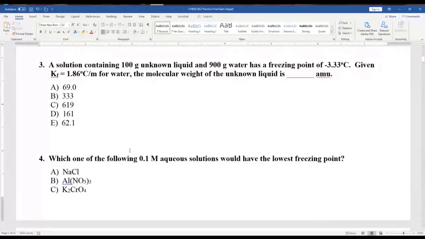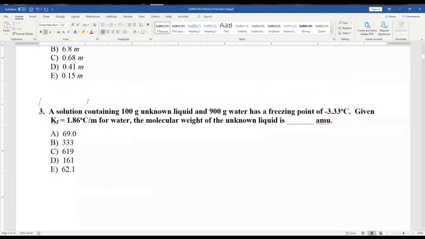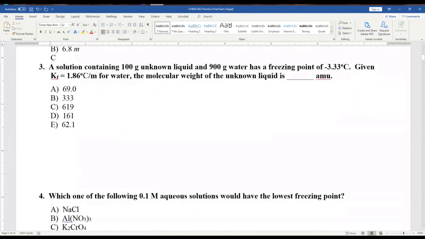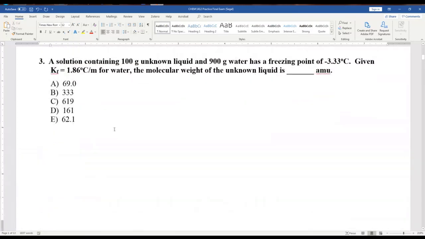It says a solution containing 100 grams of an unknown liquid and 900 grams of water has a freezing point of negative 3.33 degrees Celsius. Given the 1.86 degrees Celsius per molal for water, the molecular weight of the unknown is what? So I'm solving for the molar mass here. Now this is a really interesting problem, and it's an interesting problem for a couple of reasons. You're not going to be able to solve for it directly, but also it's not something that we usually think of as a chemical formula.